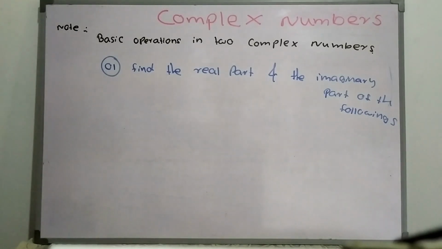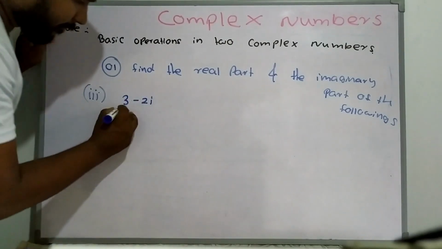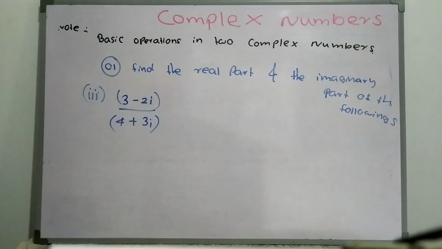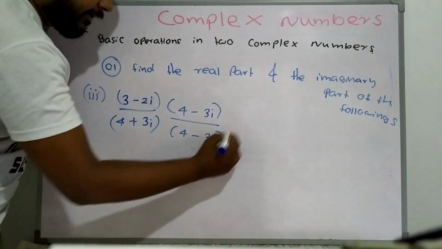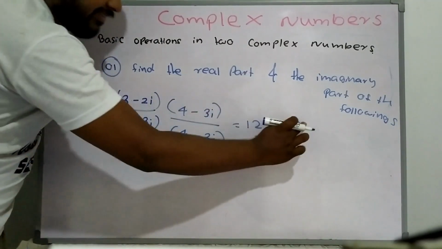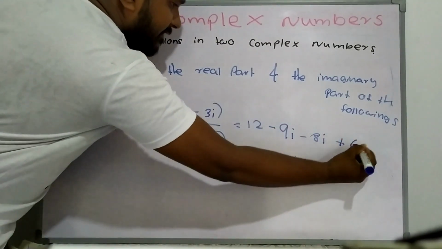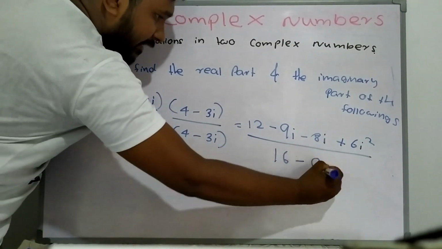Okay, let's look at another example from number 3. (3 plus 2i)(3 minus 2i) over (4 plus 3i). So over here, the same thing: we have to multiply by the conjugate, 4 minus 3i. Here it's 12 minus 9i, minus 9i and minus 8i, plus 6i square, divided by the conjugate, 16 minus 9i square.